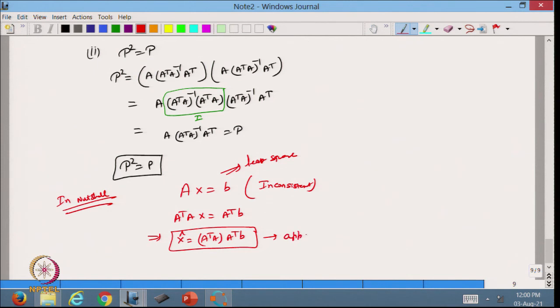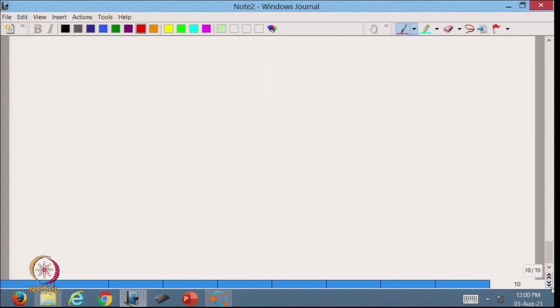So, this is my approximate solution of A x is equal to b. So, this is the solution. After doing this one, we get that this line will pass through the data closest to all the data. So, that is the meaning of least square. So, let us just quickly do one example.